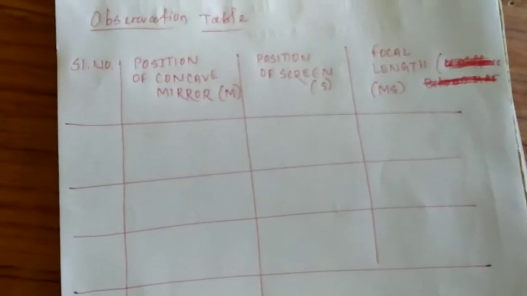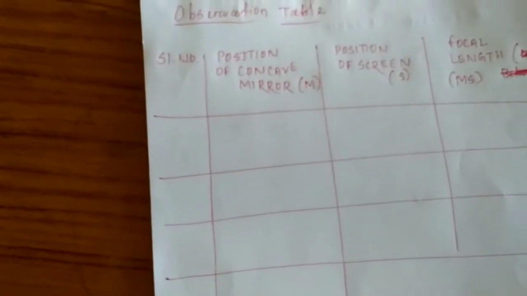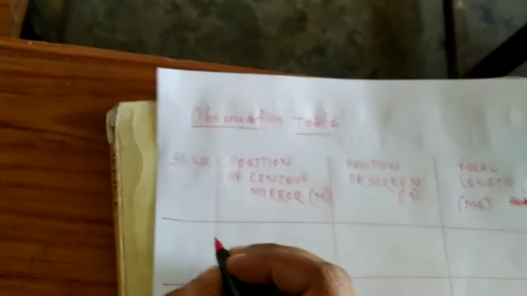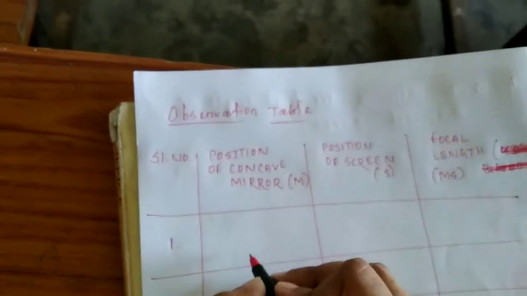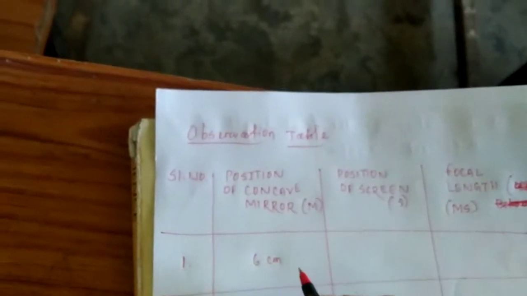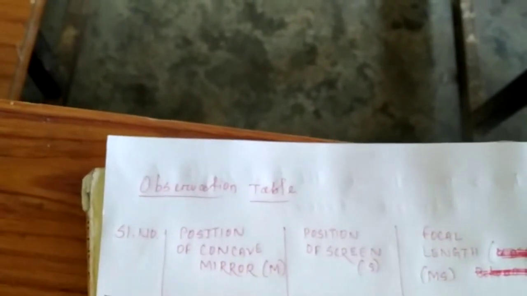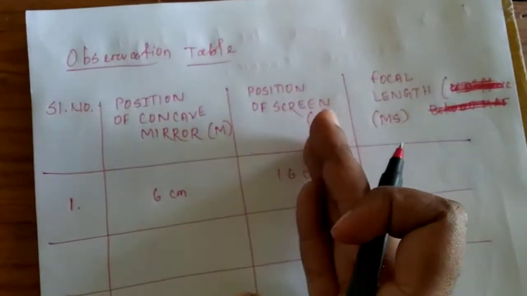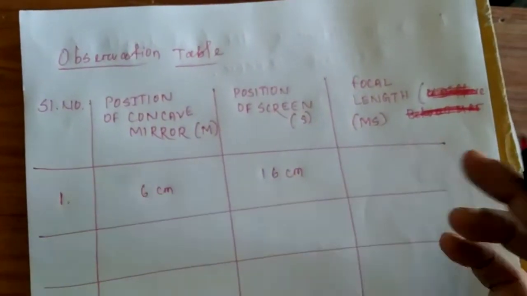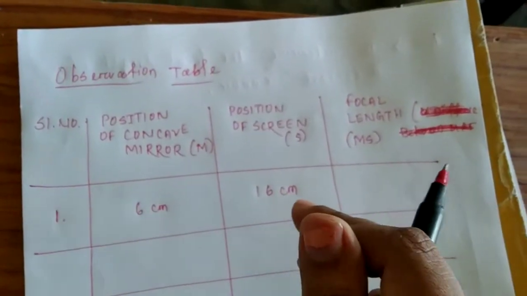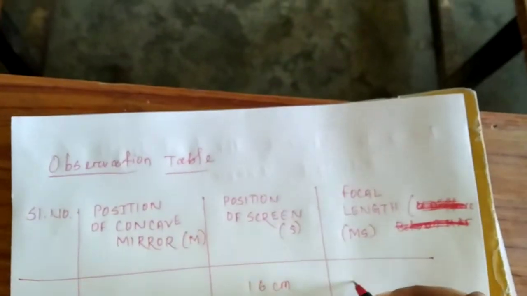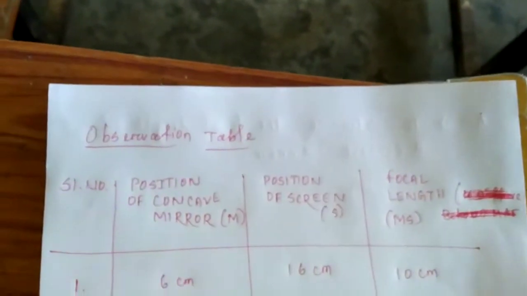So now we will write in our observation table, everyone. In our first observation, the position of the concave mirror is at 6 centimeter, and the position of the screen we got is 16 centimeter. So the focal length will be the distance from the mirror to the screen, because we are getting the image at the focus. So this would be 10 centimeter.